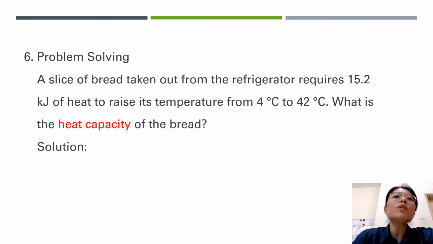Okay, so come to the problem solving. We have a look at the questions. A slice of bread taken out from the refrigerator requires 15.2 kilojoule. We try to take out all the important data. So raise the temperature from 4 degrees Celsius to 42 degrees Celsius. Question asking, what is the heat capacity?